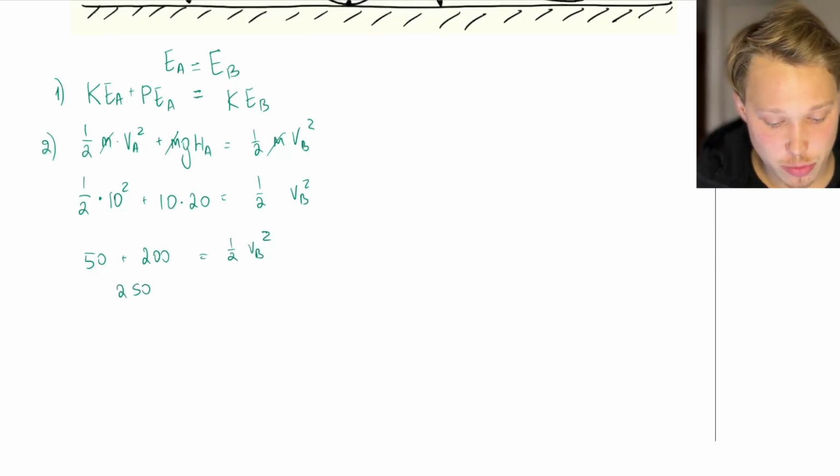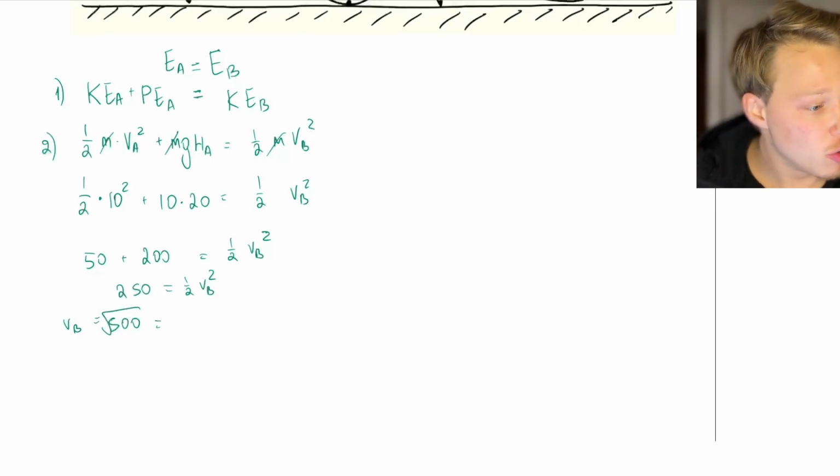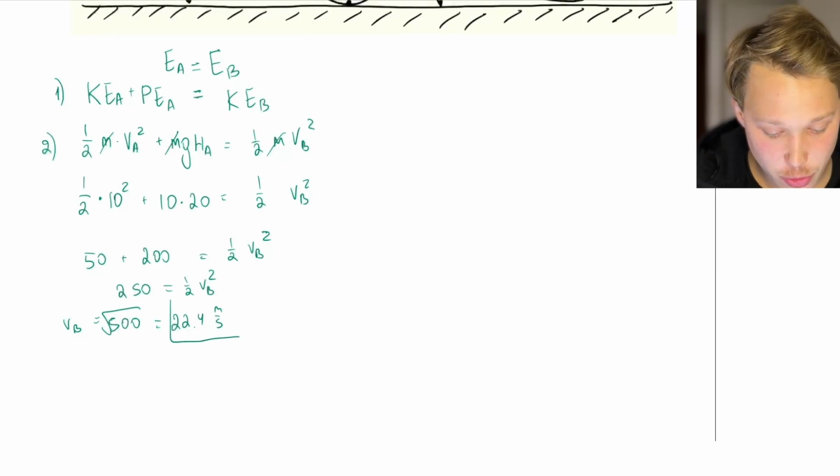The rest is just going to be algebra. So I multiply both sides by 2 and take a square root of both sides to find the velocity at point B. So the square root of 500 is going to be 22.4 meters per second. Great.